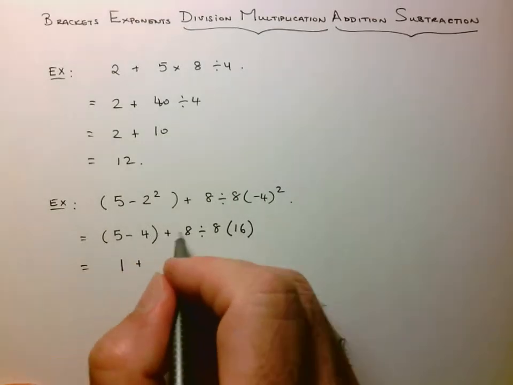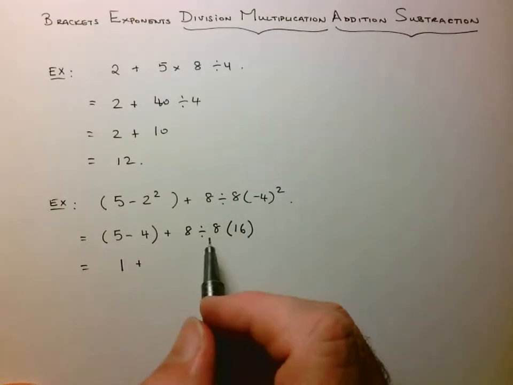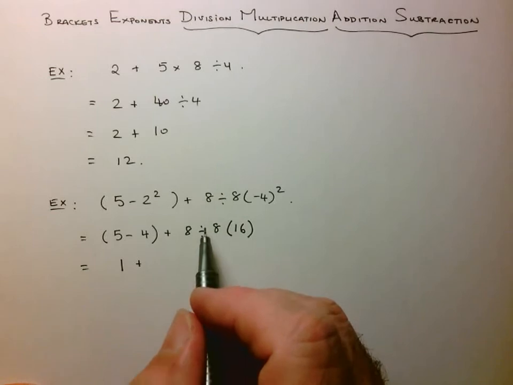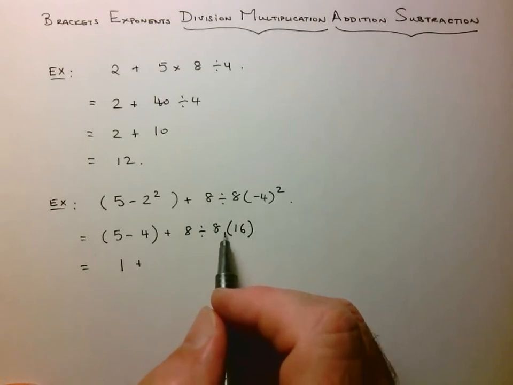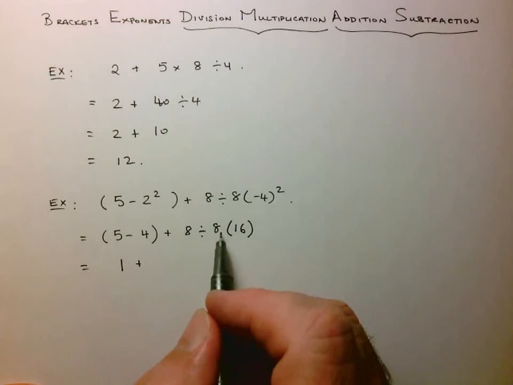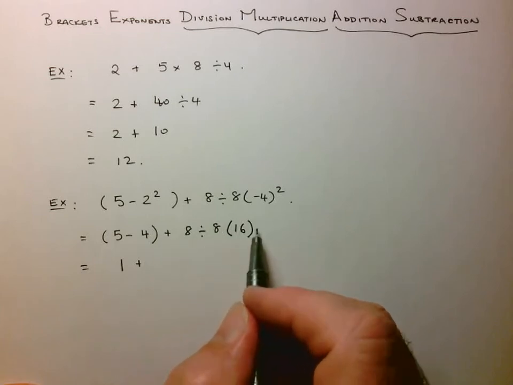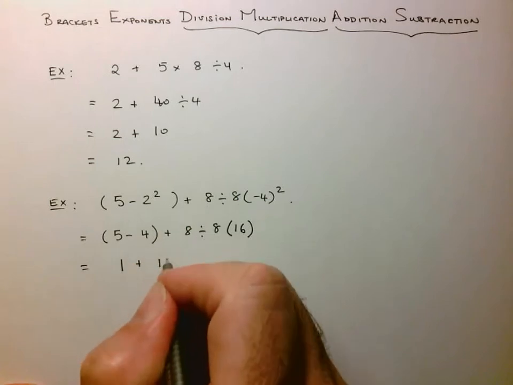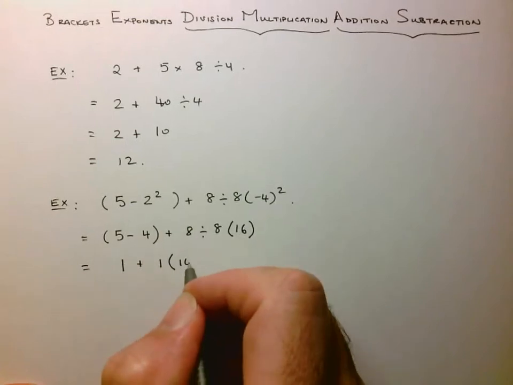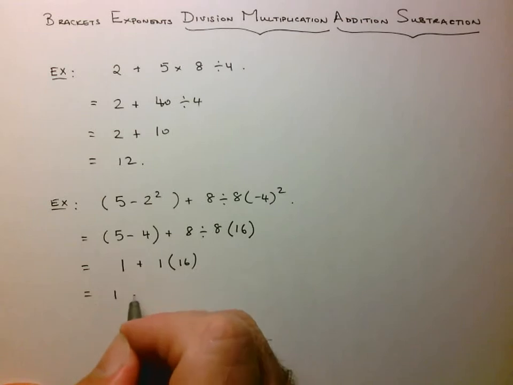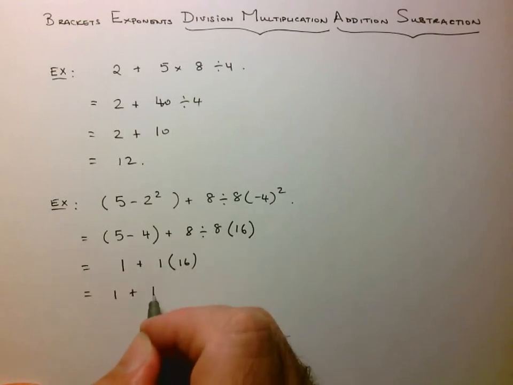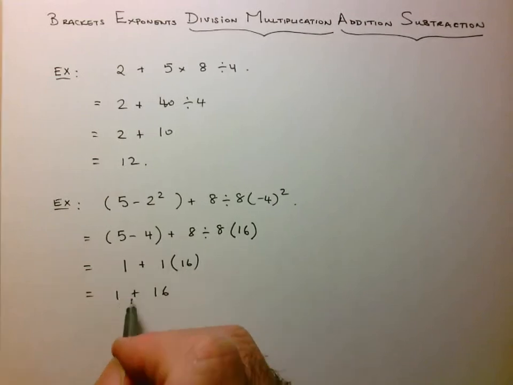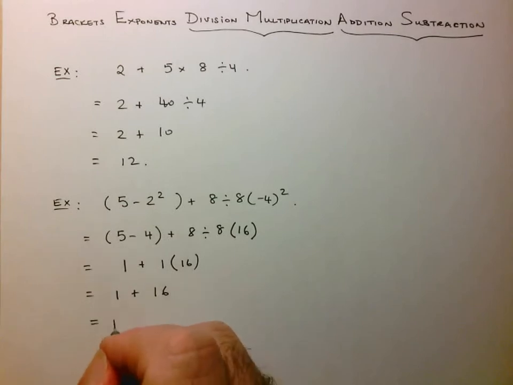Again, this addition is separating everything out. So now I've got a similar scenario to before: a division followed by a multiplication. So again, the rule is you just go left to right. First you do 8 divided by 8, which is just 1, and then times 16. So now we have 1 plus 1 times 16, which is just 16. And finally, we can take care of this addition here. So the final answer is 17.